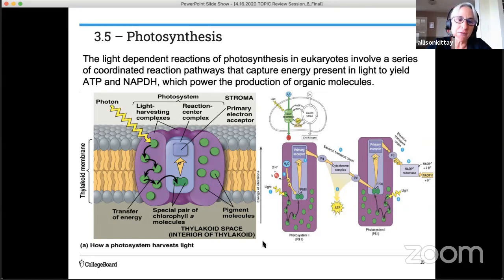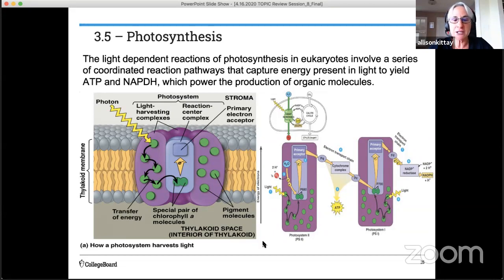All right, so we have a photon of light. It's going to strike the thylakoid membrane, and then we have green pigments known as chlorophylls. Now, a little bit of chemistry here. Chlorophyll has at its core a magnesium atom, and the magnesium atom is actually going to lose its electrons.